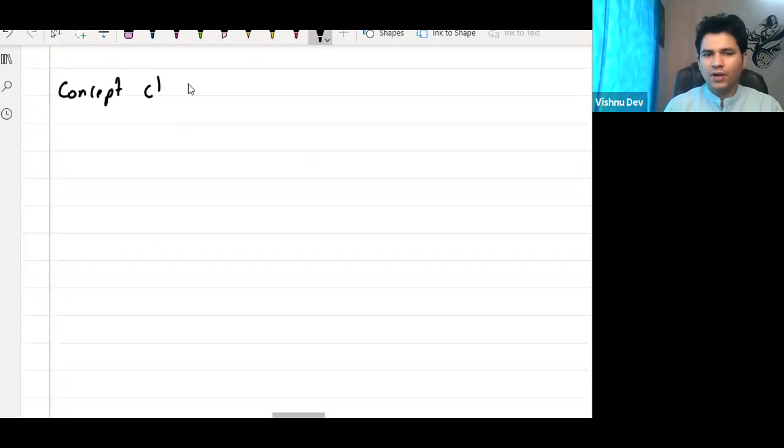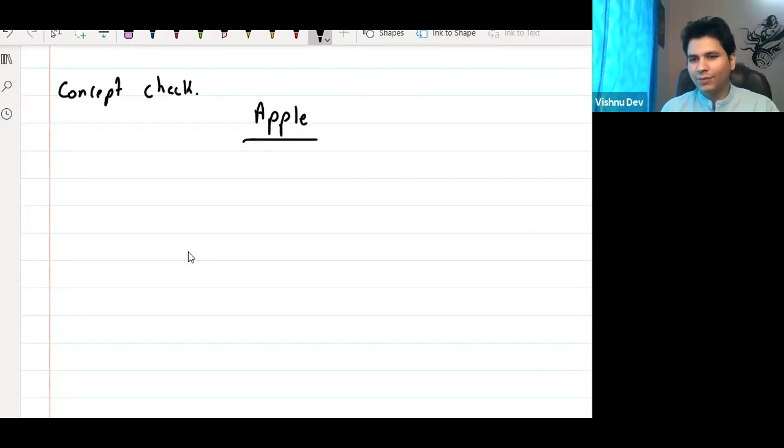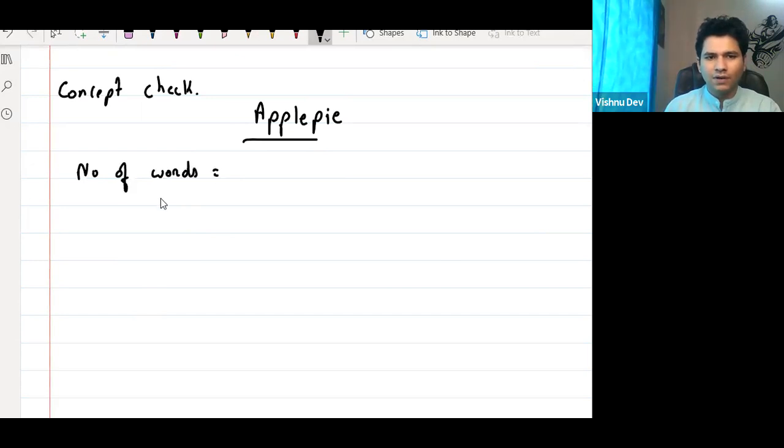Next concept check. Now the word is this. I'll give you an easy word: Apple pie. Tell me, what is the total number of words that can be formed? Easy. Step by step. Everyone should solve.